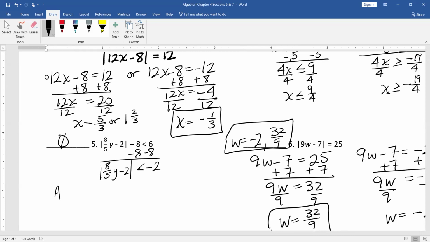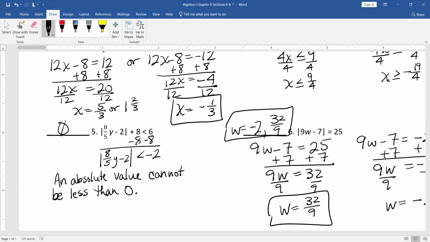So again, an absolute value, a distance, cannot be less than 0. So that's a null set. So again, this is why it's so important that you move anything that is outside of your absolute value before you evaluate what you're looking at. You cannot keep it like it is, with the absolute value plus 8 less than 6, and try to write it as two separate equations. You're not going to get a valid answer.